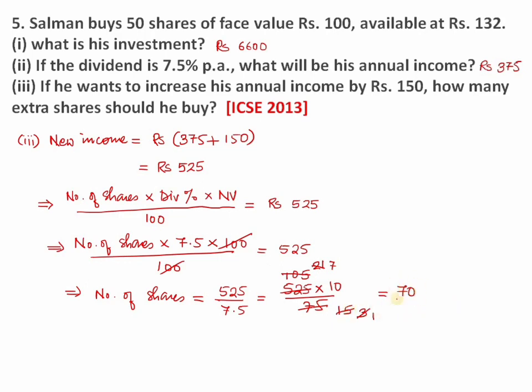So this many shares have to be bought in order to have the income of rupees 525. But the question says how many extra shares you need to buy. Therefore the number of extra shares is equal to, right now the number of shares is 70, but earlier it was 50. So I will subtract that. What's the answer? 20. So that means you need to purchase 20 extra shares in order to have the annual income of rupees 525. So today we will do only this much. We will continue with the same in the next class. Thank you very much.